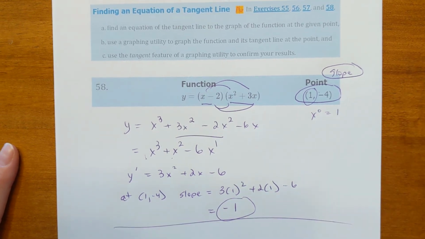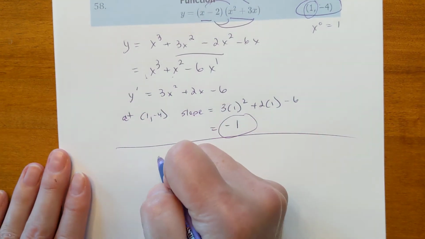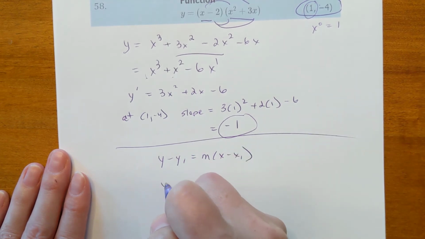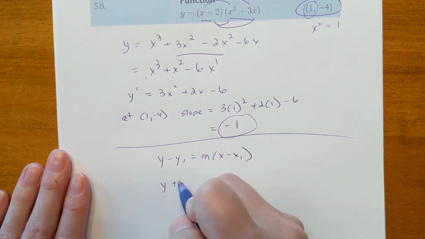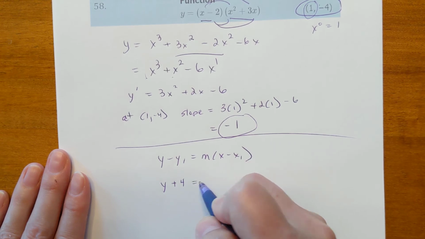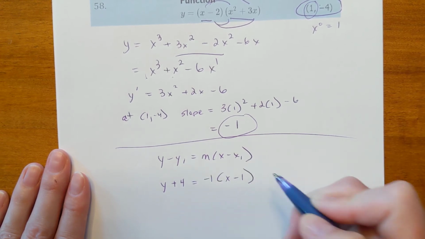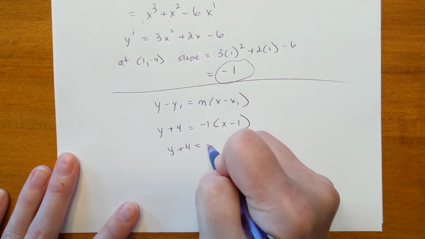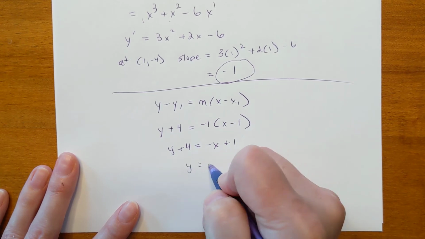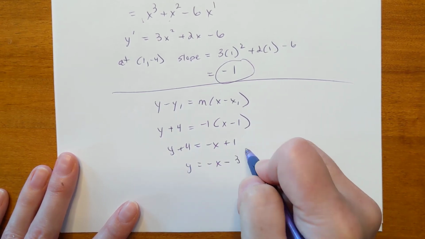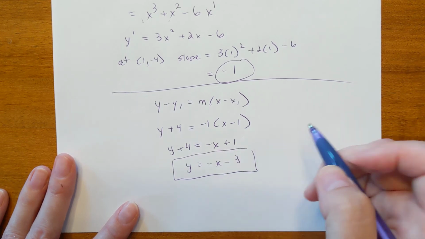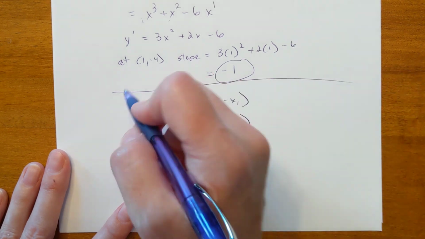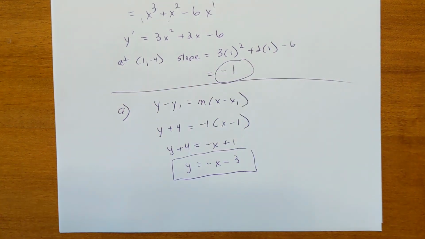So again, I like to use the point-slope formula. So y minus y1 equals m times x minus x1. So y minus the y there, which was negative 4, makes it plus 4, equals the slope negative 1 times x minus 1. So just distribute it across. So y plus 4 equals negative x plus 1. Now I'm doing all this work because I want to put it in the calculator to confirm the answers like they said. So there's the tangent line. So it says find the equation of the tangent line. That was all just to do letter A.